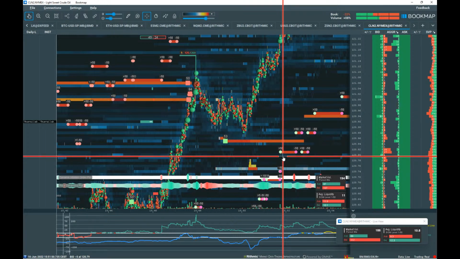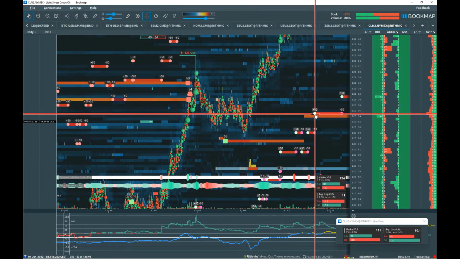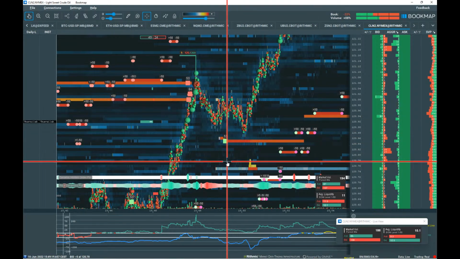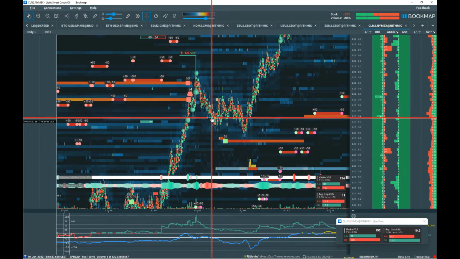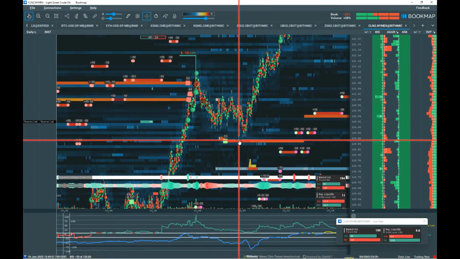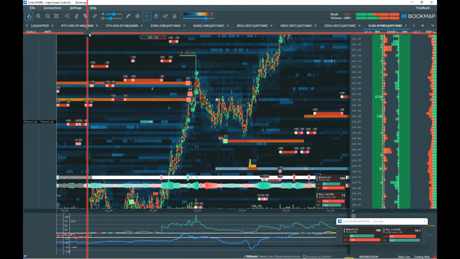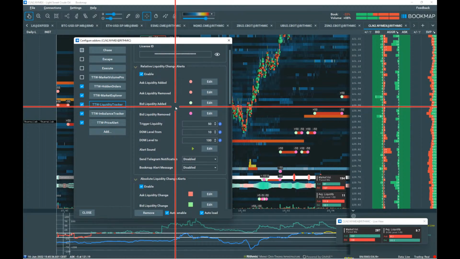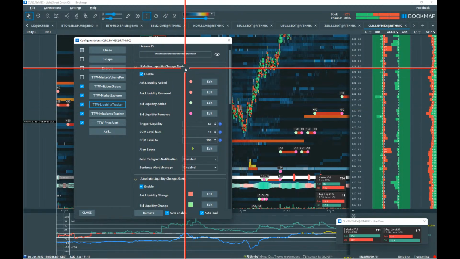Just to demonstrate how really helpful this tool is, the TTW Liquidity Tracker, how helpful these signatures are on the chart, relative as well as absolute, because it gives you another worthful and meaningful information on how the market, how the price might react at these levels. That's quite remarkable. Again, I'm going back to the settings. You have the relative liquidity change alerts. We call them relative liquidity change alerts.